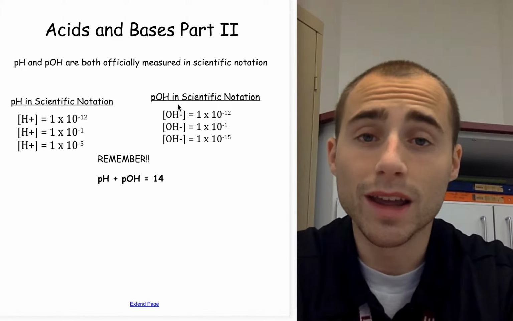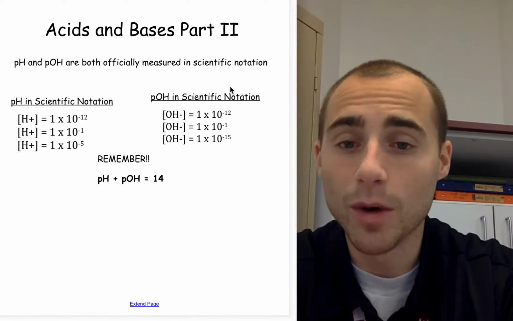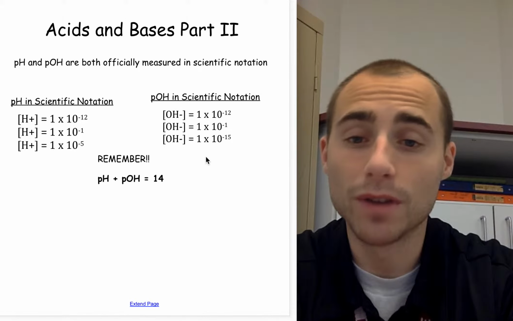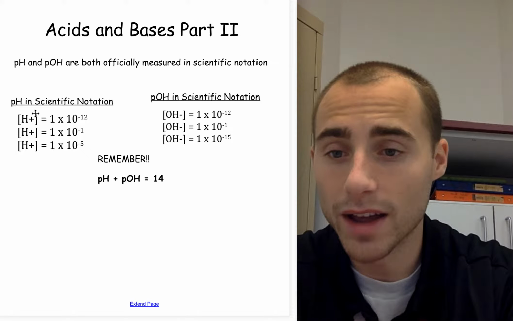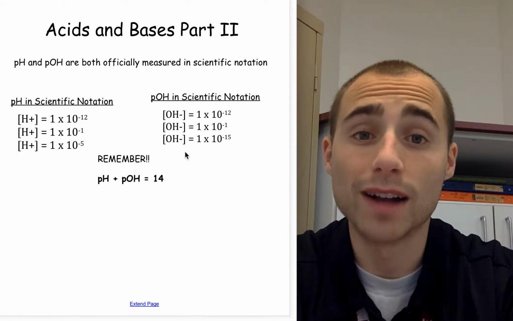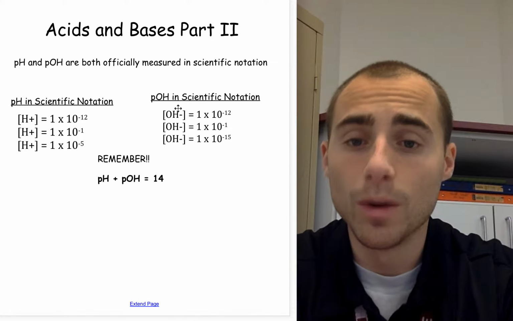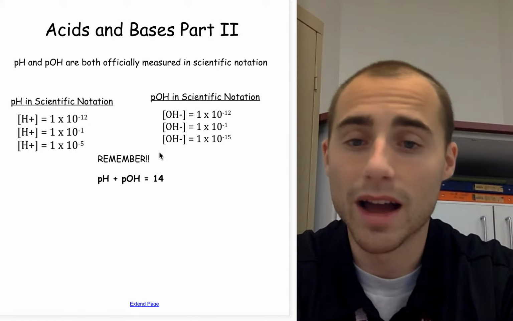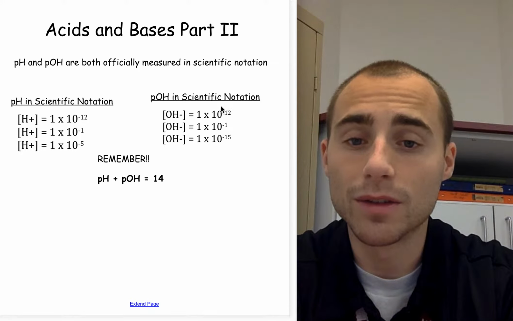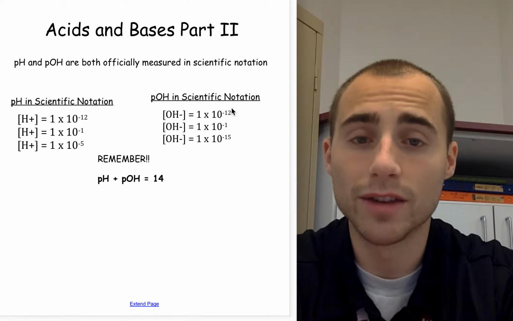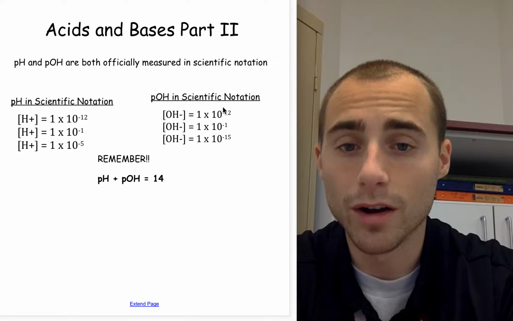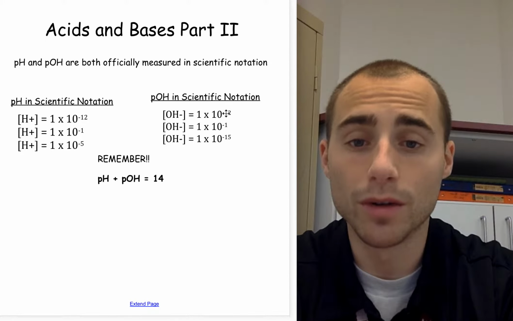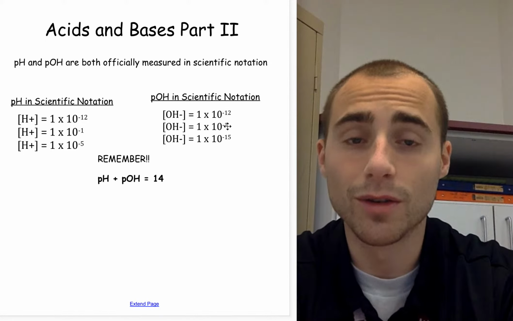Now the trick is the pOH does the exact same thing. So you have to know whether you're looking at the hydrogen ion or the hydroxide ion. With the hydroxide ion, if we are solving for the hydroxide ion, that means we are solving for the pOH. So in this situation, our pOH is going to be 12. Our pOH is going to be 1.